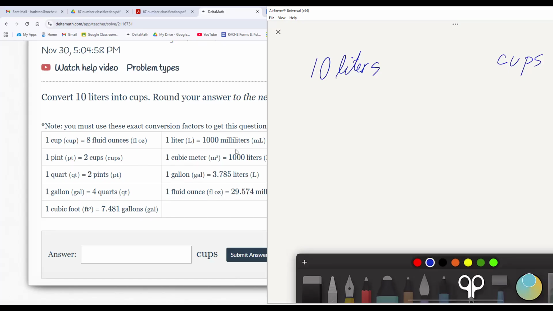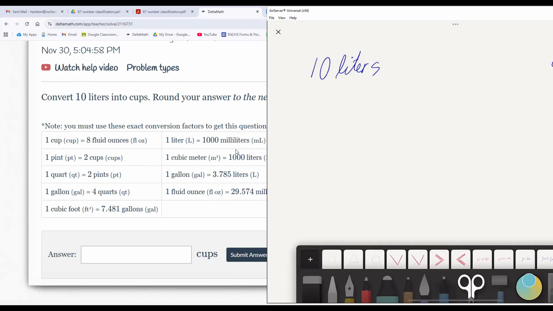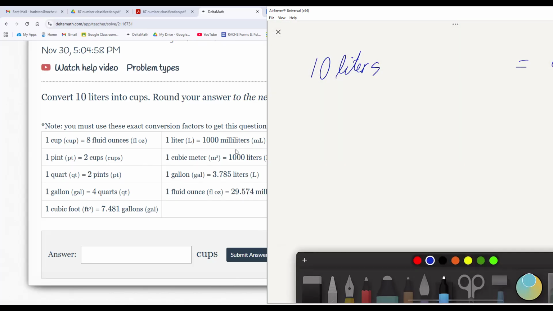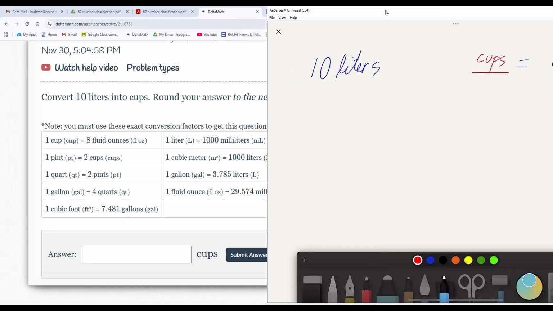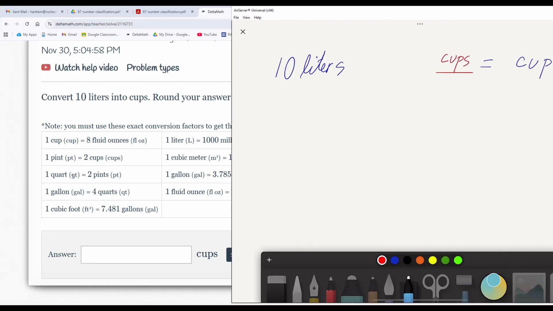So I'm going to take this and move it over a little bit. When I'm done, I want to have just cups, so I'm going to work backwards. I know that I need cups here. Let me see, which one can I use? Let's say cups to pints. So I'm going to go cups to pints, and then pints to quarts, and then quarts to gallons. And then from gallons, I can go to liters, because this one right here has a conversion from gallons to liters. So unfortunately, I'm going to have to do a lot of conversions.